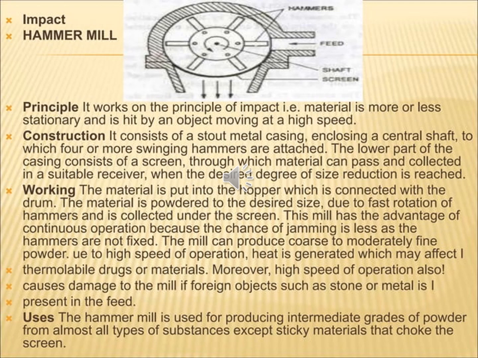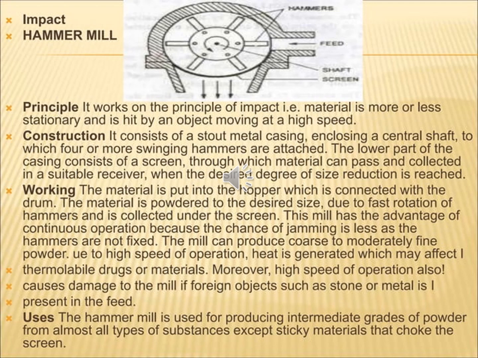Working: the material is put into the hopper, which is connected with a drum. The material is powdered to the desired size due to the fast rotation of hammer and is collected under the screen. This mill has the advantages of continuous operation because the chance of jamming is less as the hammer are not fixed. The mill can produce coarse to moderately fine powder.